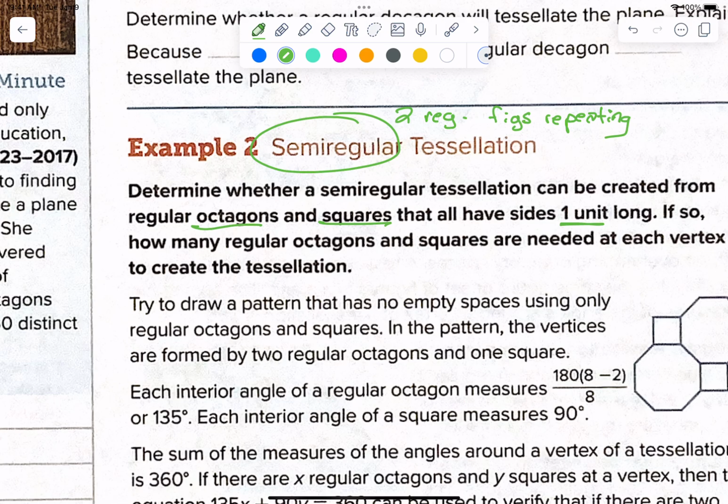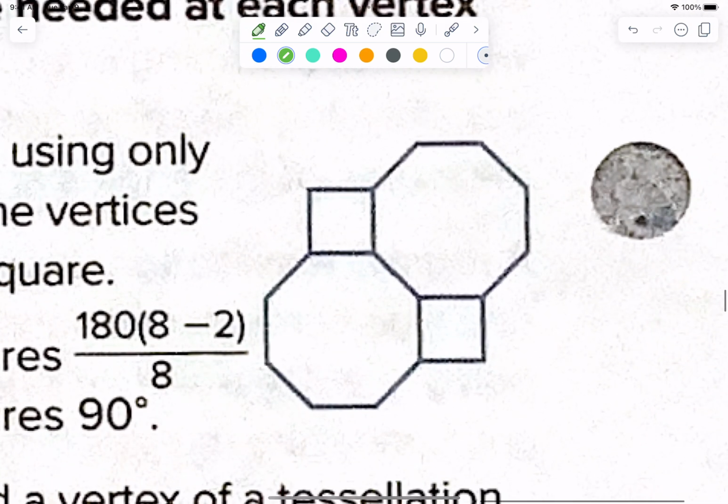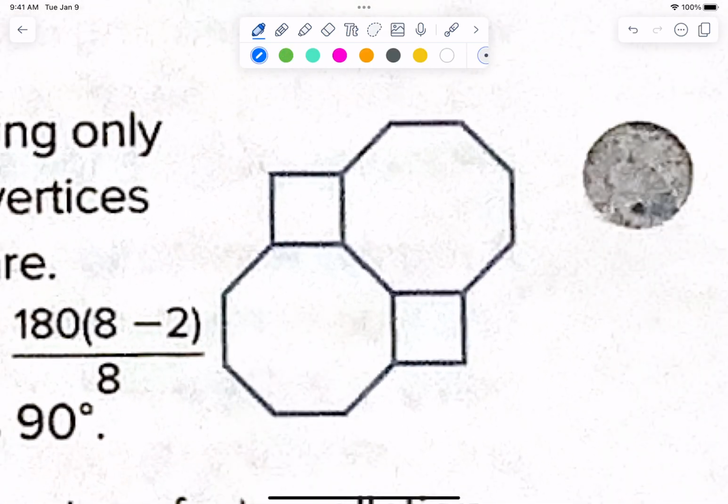Okay? And the 1 unit long really doesn't make a difference at all. It's just saying that where the octagon and the square connect with each other, each one of those is 1 unit long. We are more so concerned with the angles. Will the angles fit together? So I look at one little intersection here. Looking at this little joint right here, and I have 3 pieces to it.